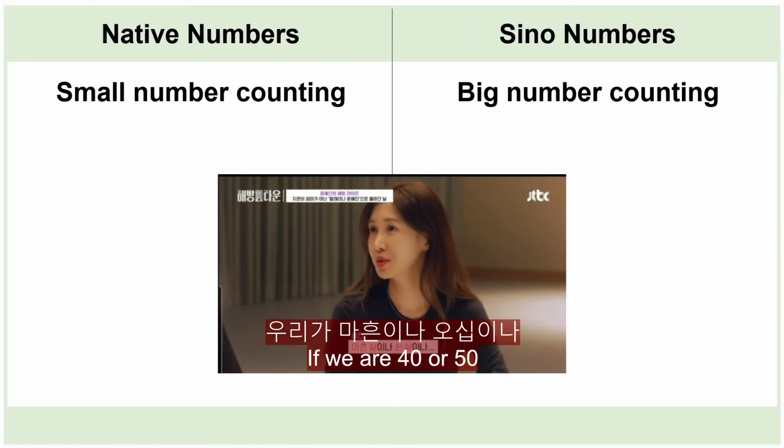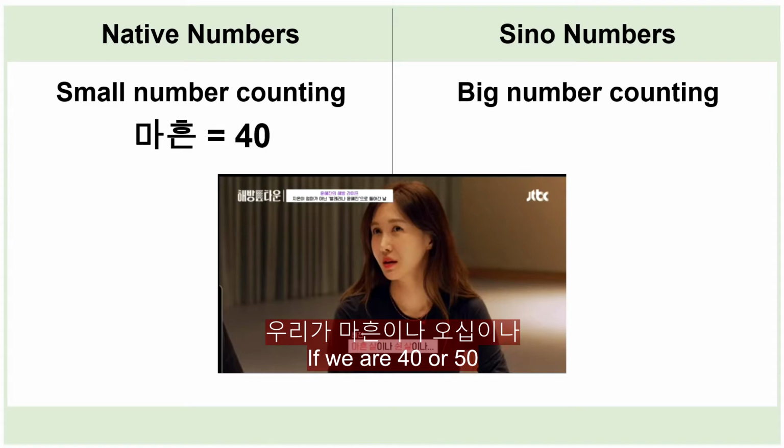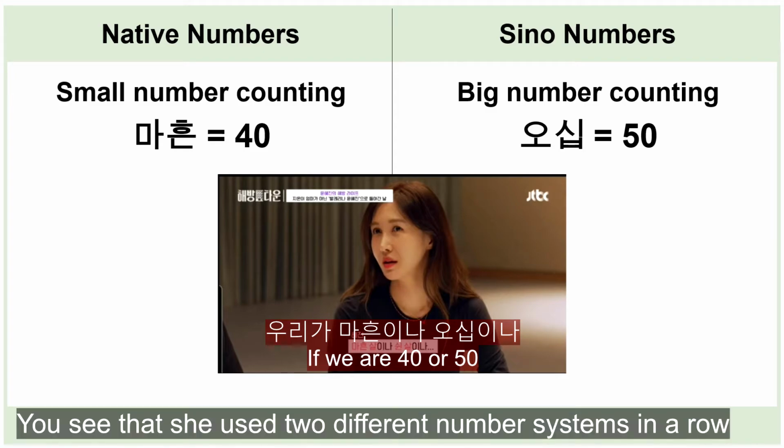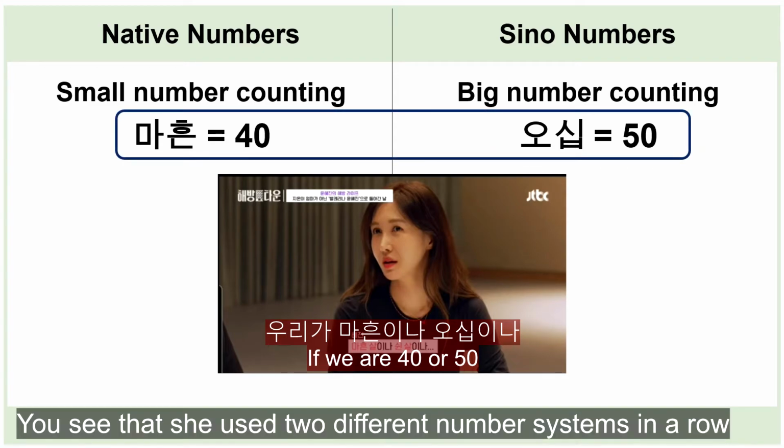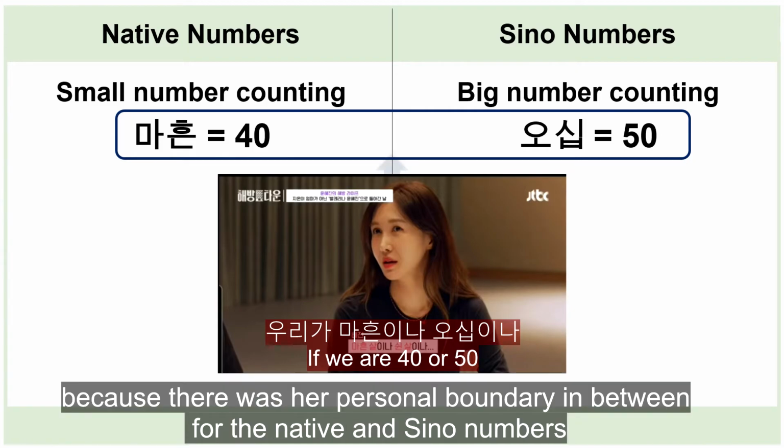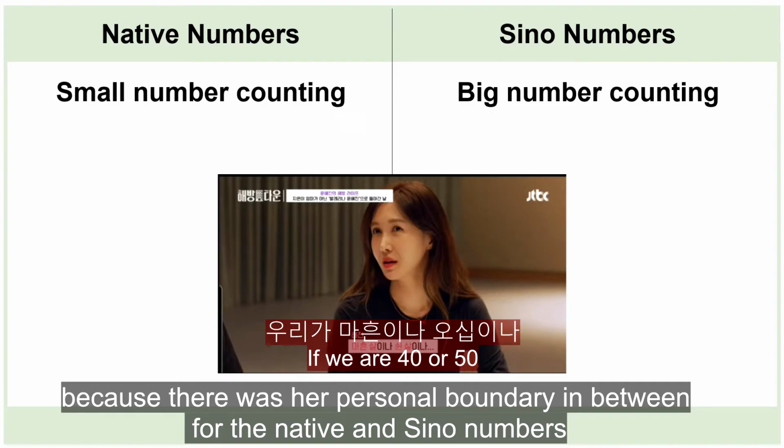우리가 40이나 50이나. She said 40이나 50이나. 40 is in native numbers and 50 is in Sino numbers. You see that she used two different number systems in a row because there was her personal boundary in between for the native and Sino numbers.